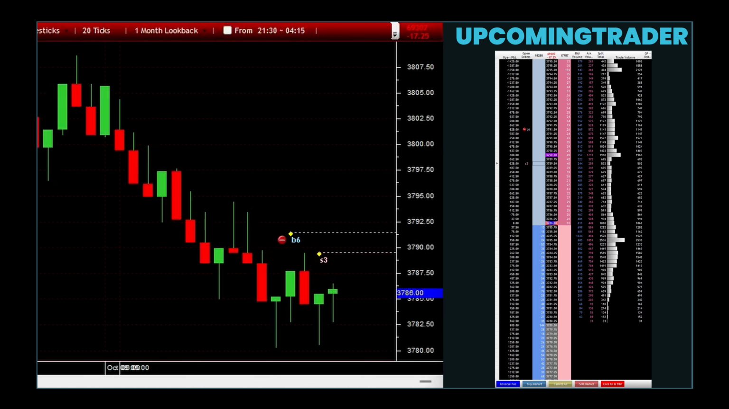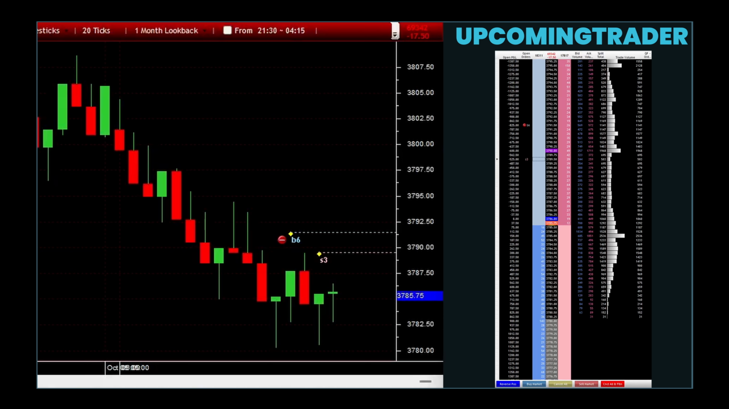Variations of the falling three methods include the rising three methods, which is its bullish counterpart, and several other patterns that share similarities in terms of market psychology but differ in their formation and implications. The rising three methods consists of a long bullish candle, followed by three small bearish or bullish candles that are contained within the range of the first candle, and ends with a long bullish candle that closes above the high of the first candle. This pattern signals the continuation of an uptrend.